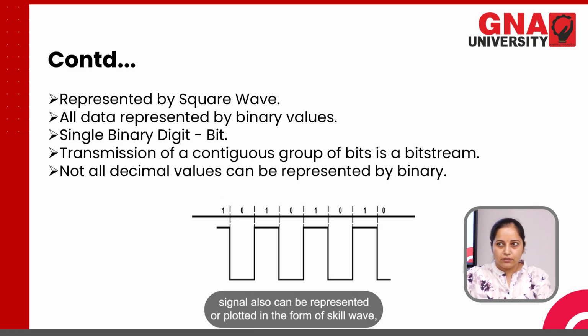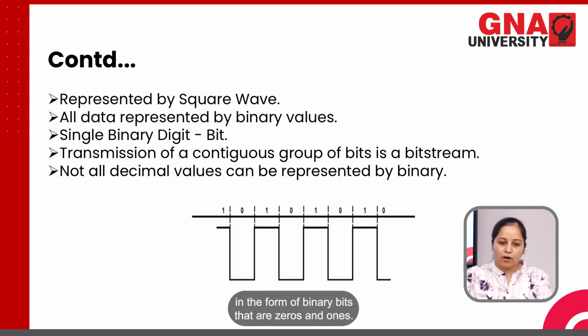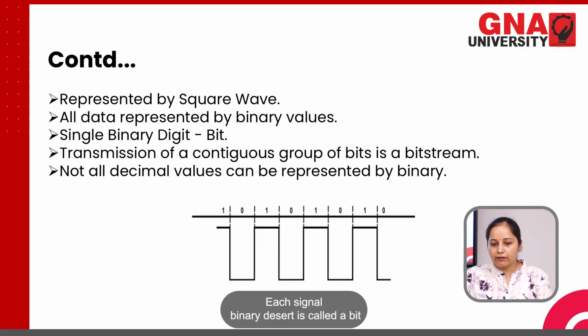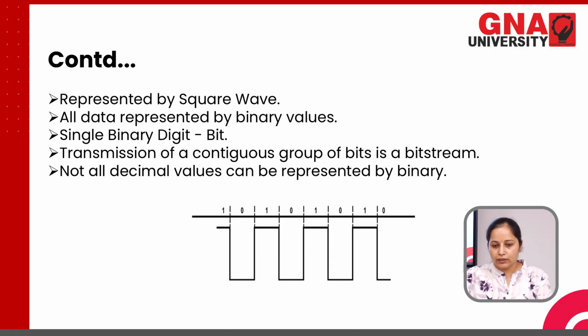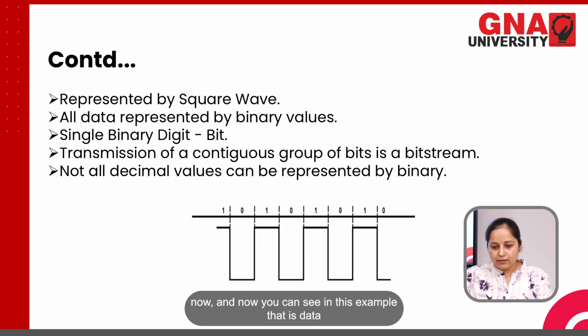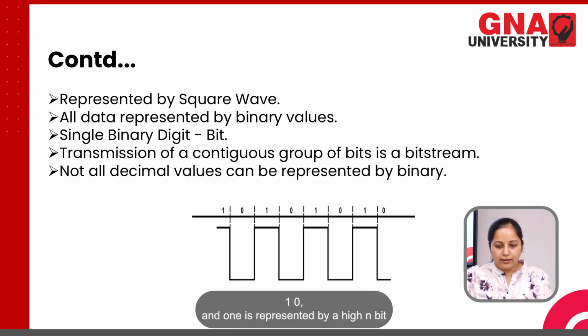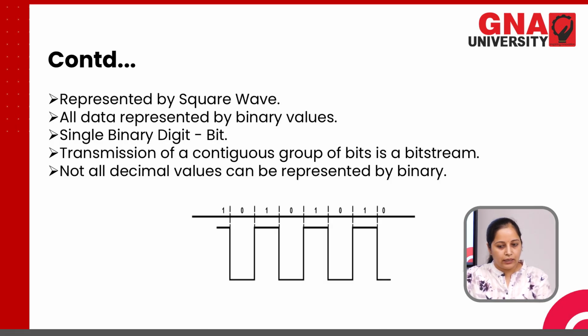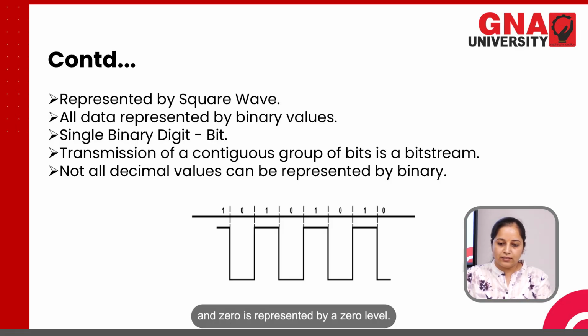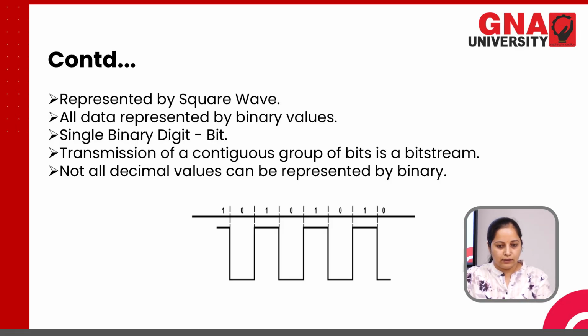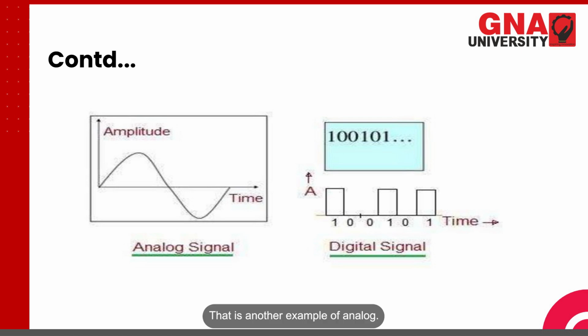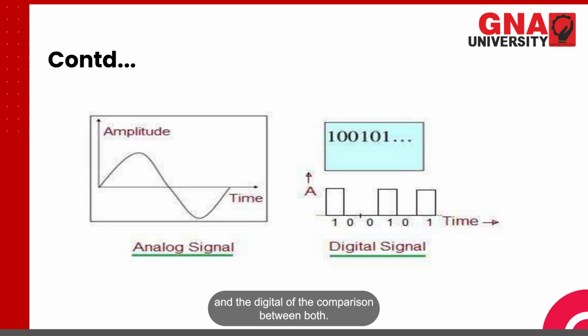Discrete time signals can be represented or plotted in the form of a square wave, in the form of binary bits, that are zeros and ones. Each single binary digit is called a bit. Now you can see in this example the data or information is 10111010, and 1 is represented by a high level, and 0 is represented by a 0 level. That is another example of analog and digital, or the comparison between both.